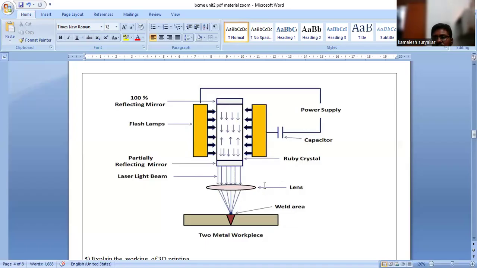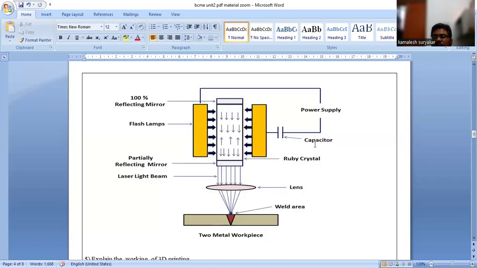They pass through the lens. Now, what is the work of the lens? The lens makes all the rays into a focused line. This is impinged onto the workpiece where we want the welding to be done. This creates the heat necessary for the welding process, so the metals are welded in this structure. This is the main working principle of a laser beam.